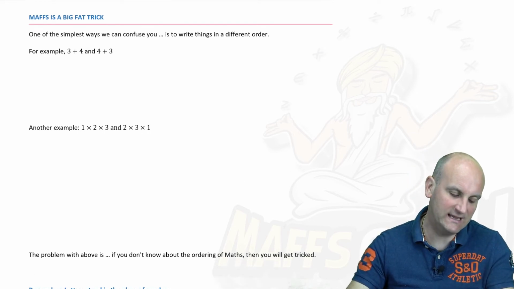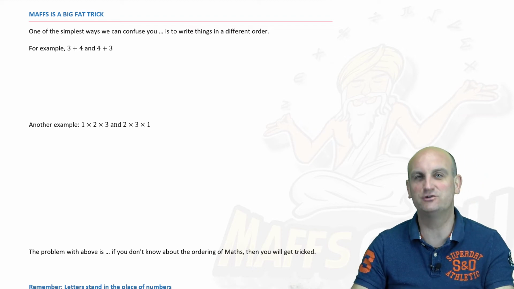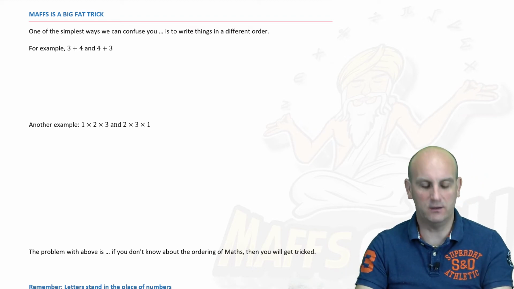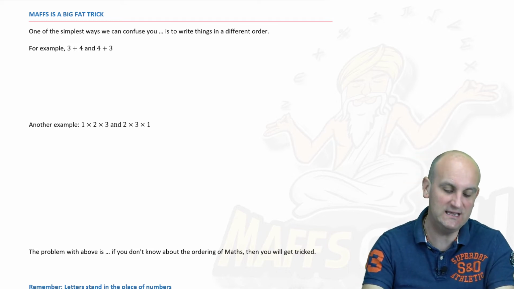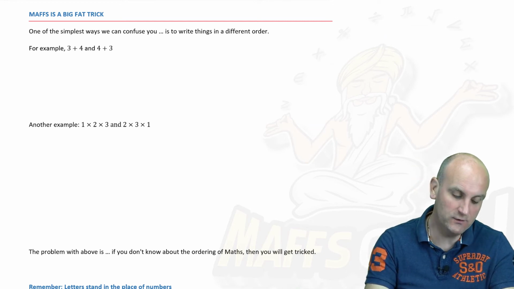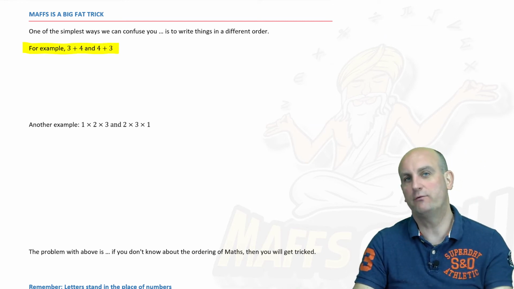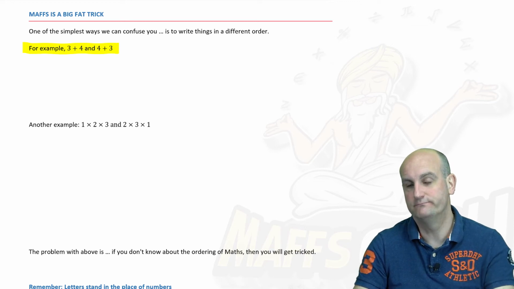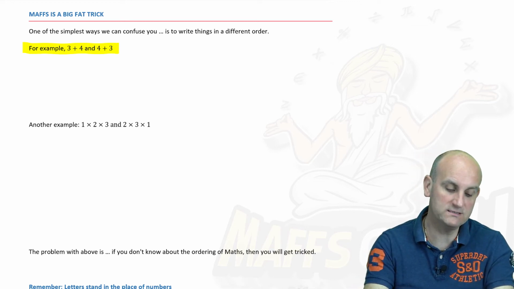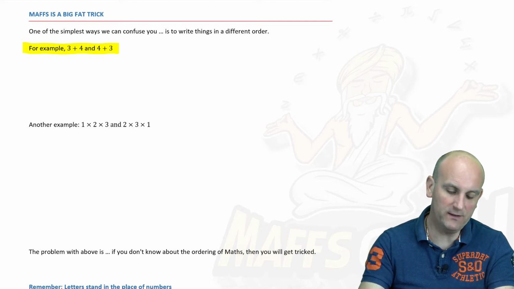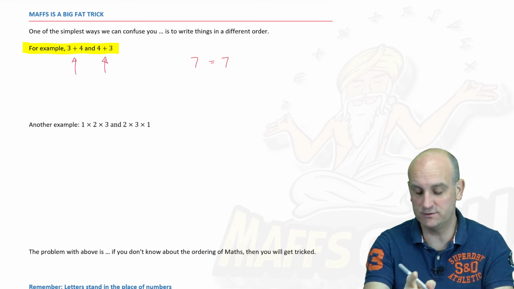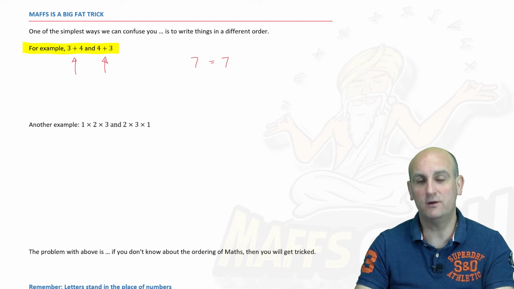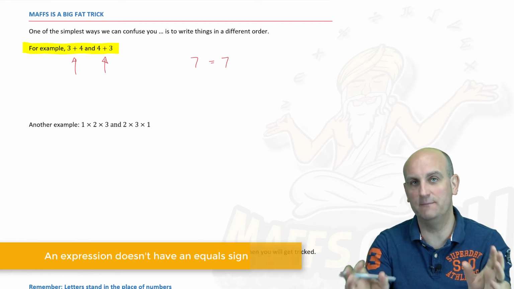Now again, I keep saying this to you, maths is a big fat trick, and we've got to get over that. Because we as maths teachers try and trick you by just changing the order of stuff. In fact, it's one of the easiest things we can do. So if you look at this example here, is 3 plus 4 different from 4 plus 3? Well, the order is different, but will the answer be different? Because 3 plus 4 is 7, 4 plus 3 is 7, and so both of these expressions, not equations, are equivalent. They're the same. They give the same answer.